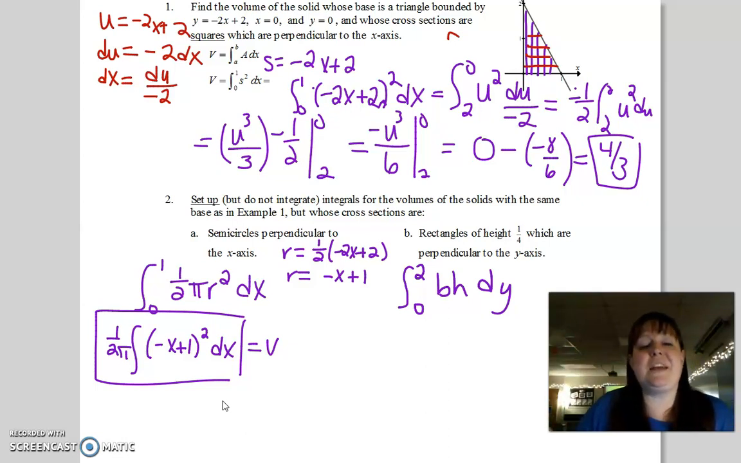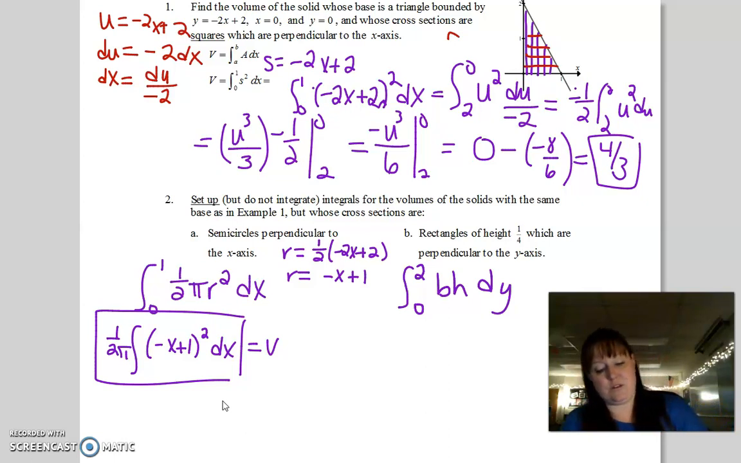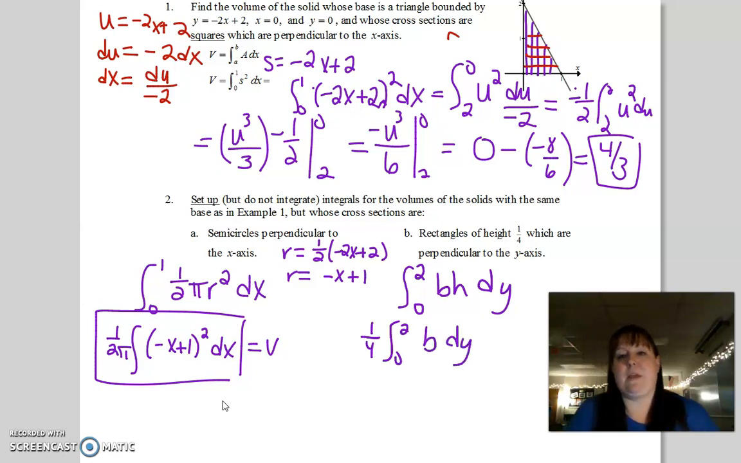Well, we can't integrate that yet because it's not in terms of y. So what's the height? Well, we know the height is 1/4. Okay, so we're good there. 0 to 2 of 1/4. Now, since 1/4 is a constant, we're just going to take it out of the base dy. Okay, so now we just have to figure out what the base is.